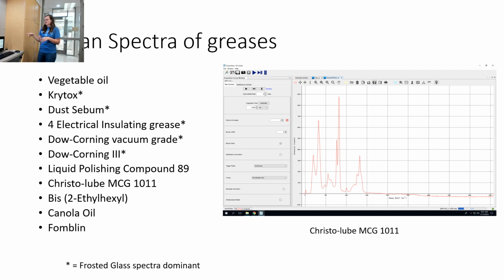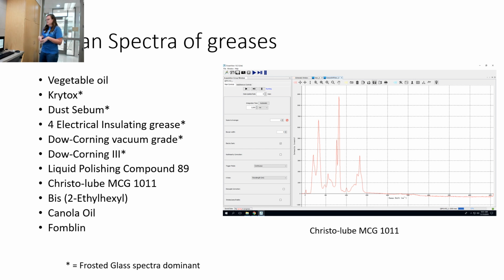This is just a list of all the oils. The vegetable oil through the Dow Corning 3 are all solid greases. I have asterisks by them because I had issues. I initially put them on a microscope slide, and after getting the blank spectra of that, that spectra showed up in all of the solid greases.